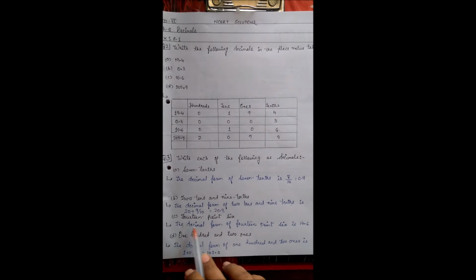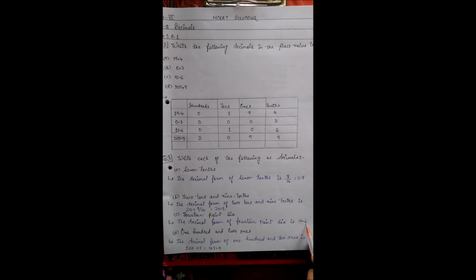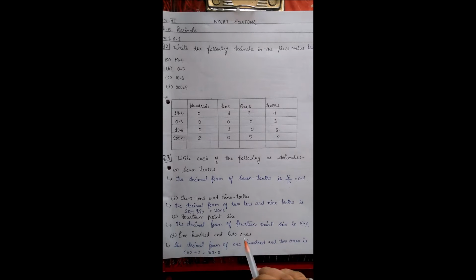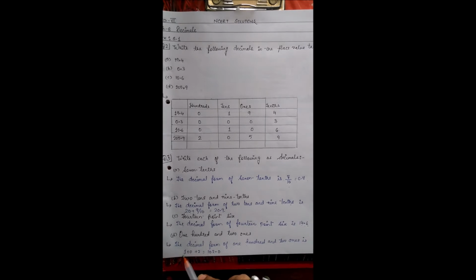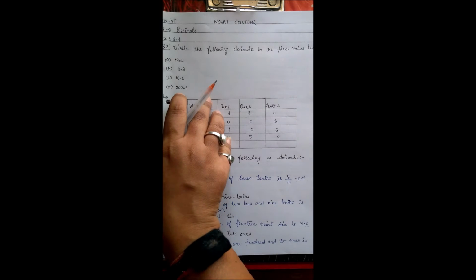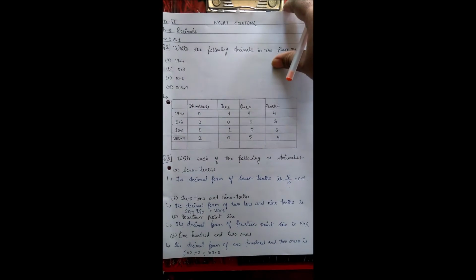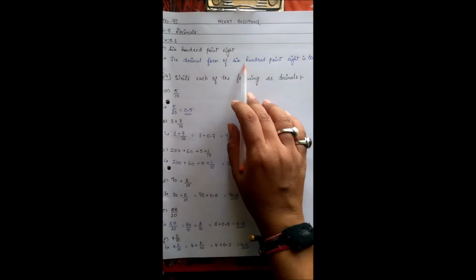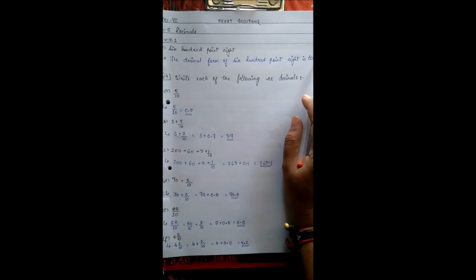14.6. The decimal form of 14.6 is 14.6. 102 ones. The decimal form of 102 ones is 100 plus 2, that is 102.0. Moving to the next question. 600.8. So decimal form of 600.8 is 600.8.